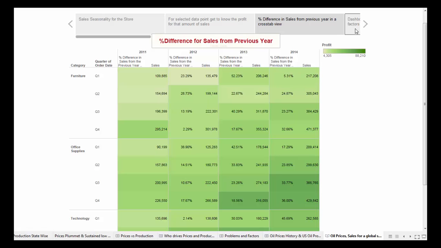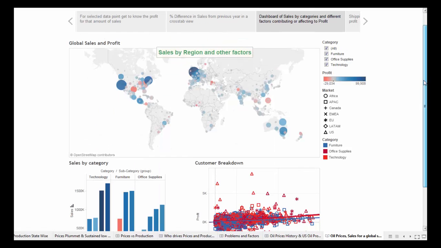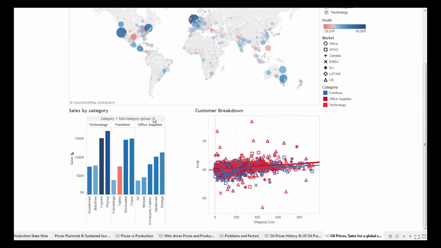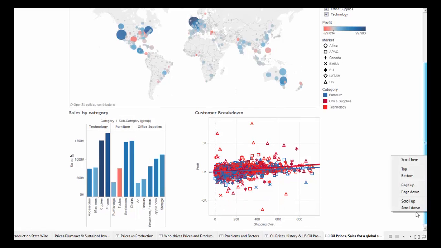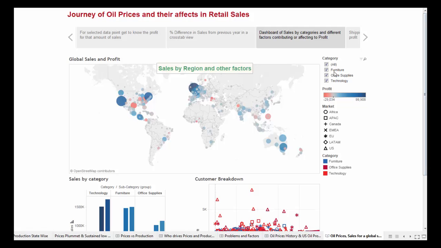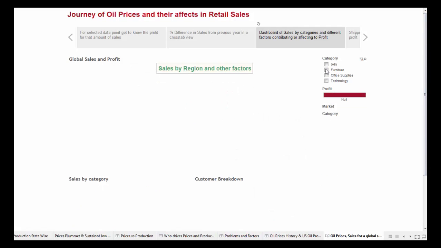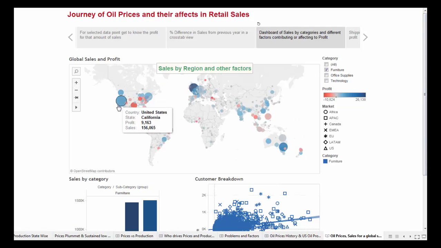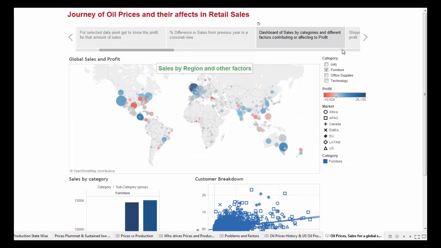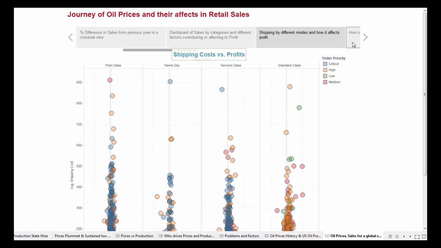Let's try to analyze why is that. Over here we have a sales by category distributed measure. So we can say in the furniture category there are multiple subcategories, and we can see that tables is giving a negative profit. So is this the case for the complete world? Let's try to see that. If we filter it by only furniture, we can see that yes, overall world there is a similar kind of trend for the sales of furniture.